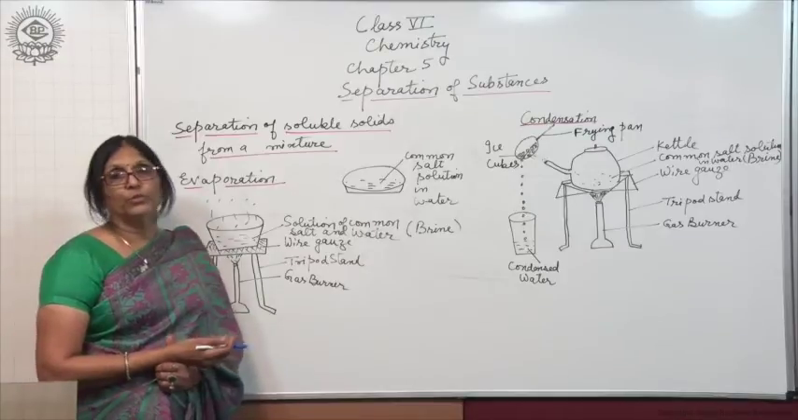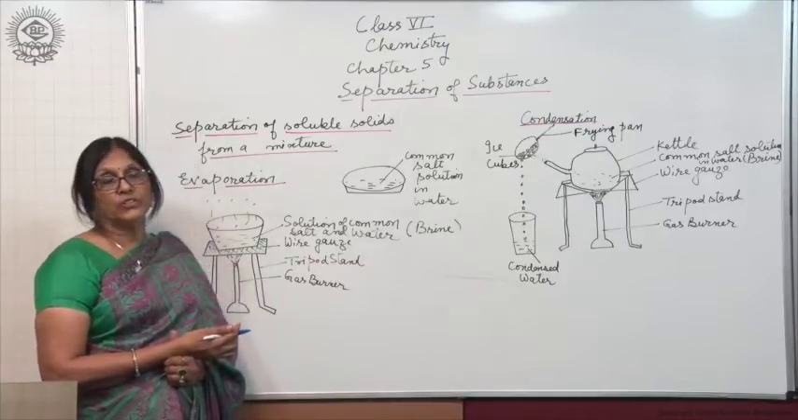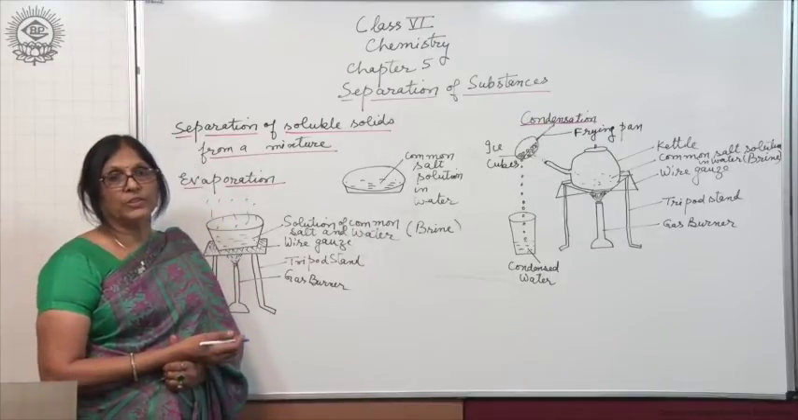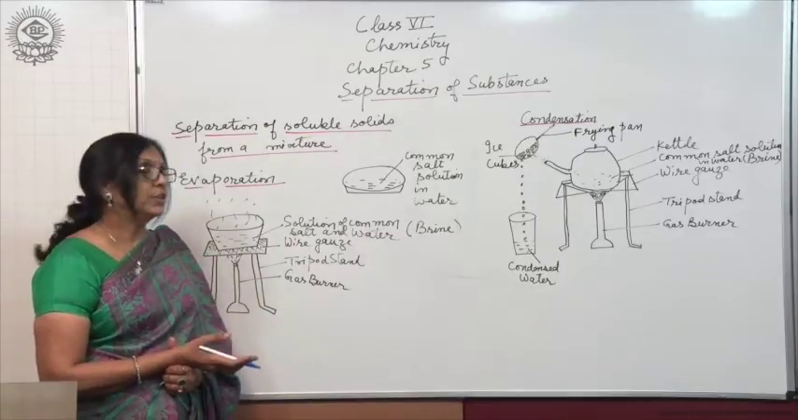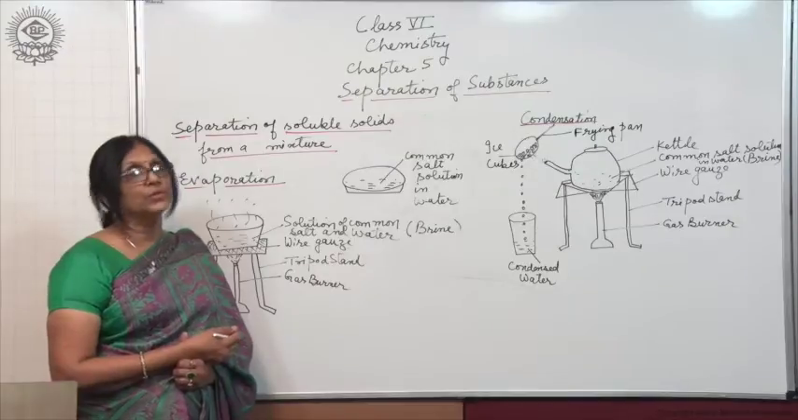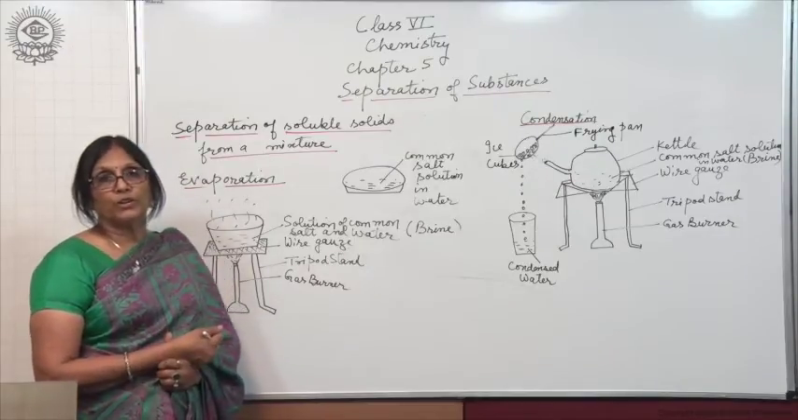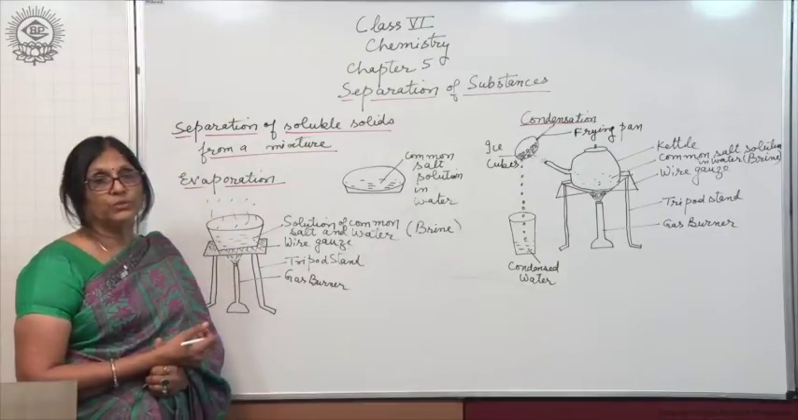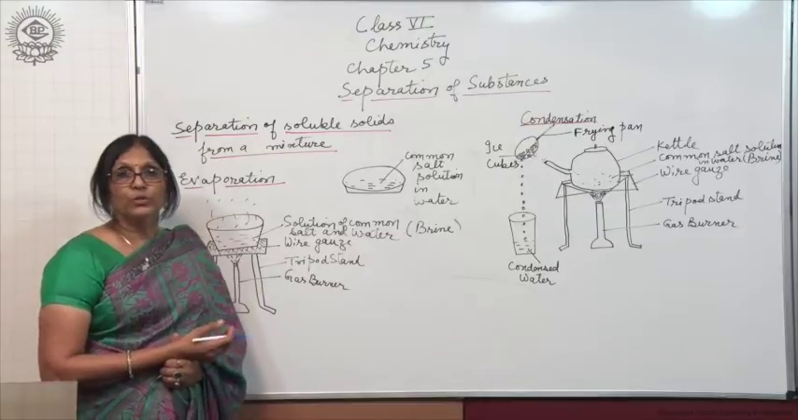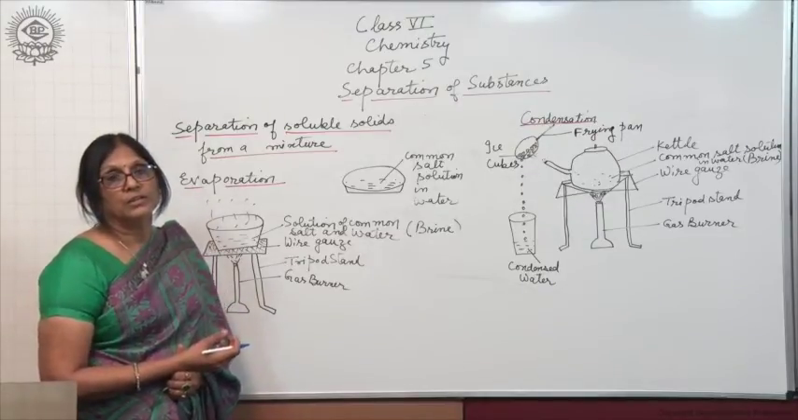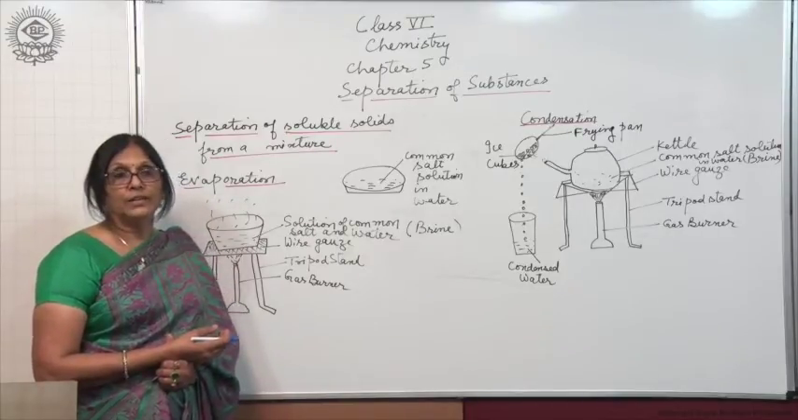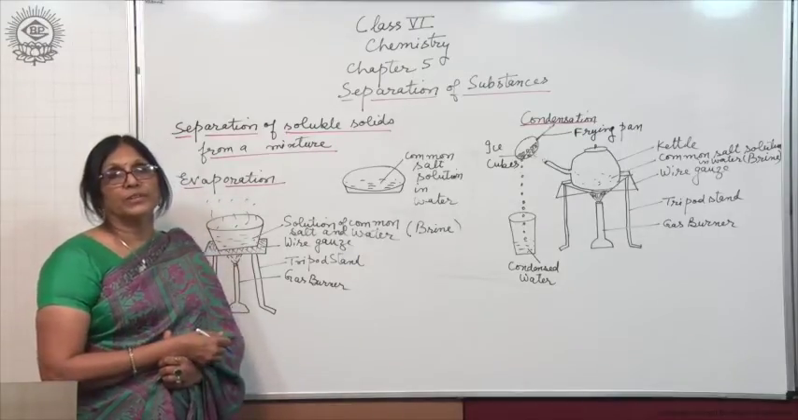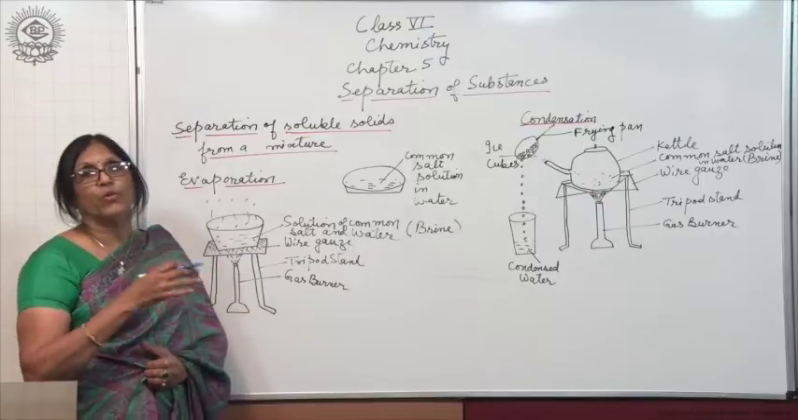Common salt, as you know, is used in the kitchen. It makes the dishes tasty. Without common salt, you won't like to eat the food. You will not relish the food. Now, how is common salt obtained? From where do you get it? As you know, sea water is salty. It contains a large number of dissolved salts, and common salt is also present in it, in a larger percentage.